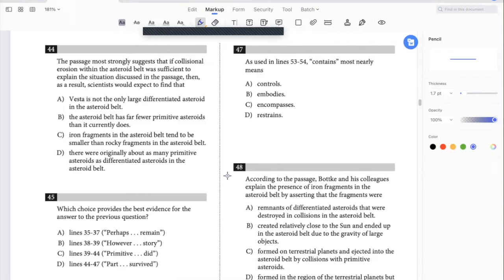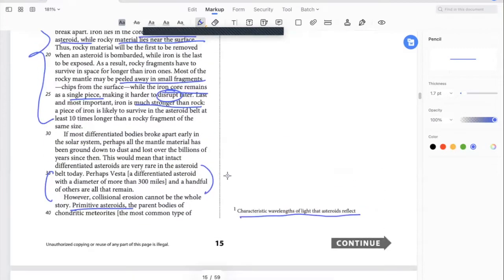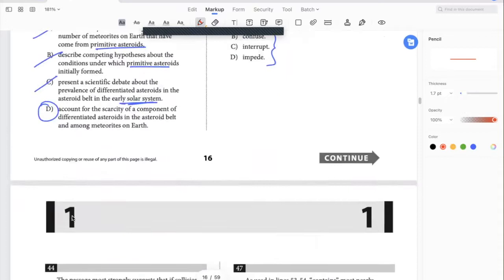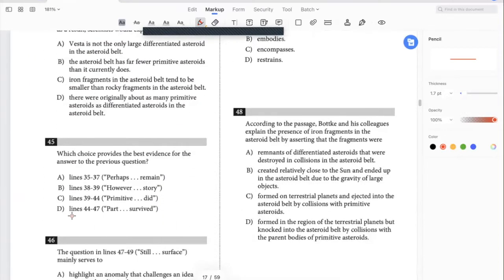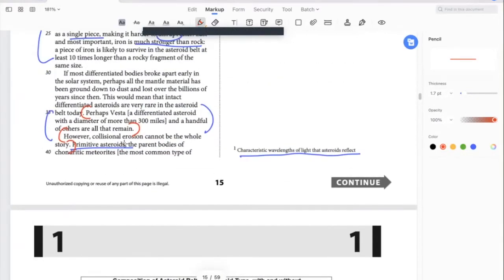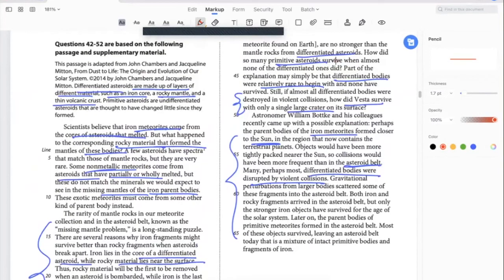Okay, let's work with the line numbers 35, 37, 38, 39, and 39, 44, and 44 to 47. And we are looking for evidence for what exactly?